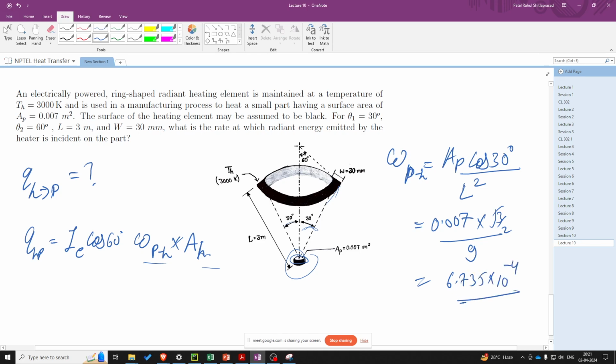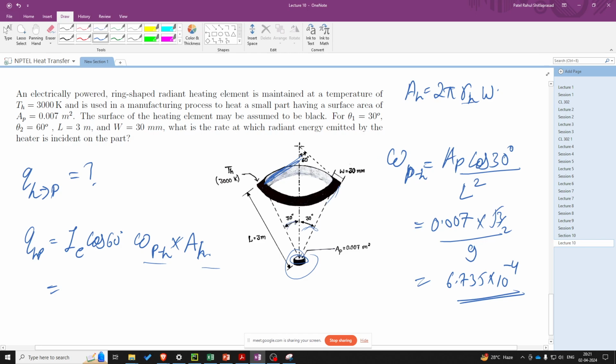(6.735) into 10⁻⁴. Now we need to find the area of the heater from which this energy is radiated. So this AH will be 2 pi RH into W. So this RH is nothing but the radius of the heater.